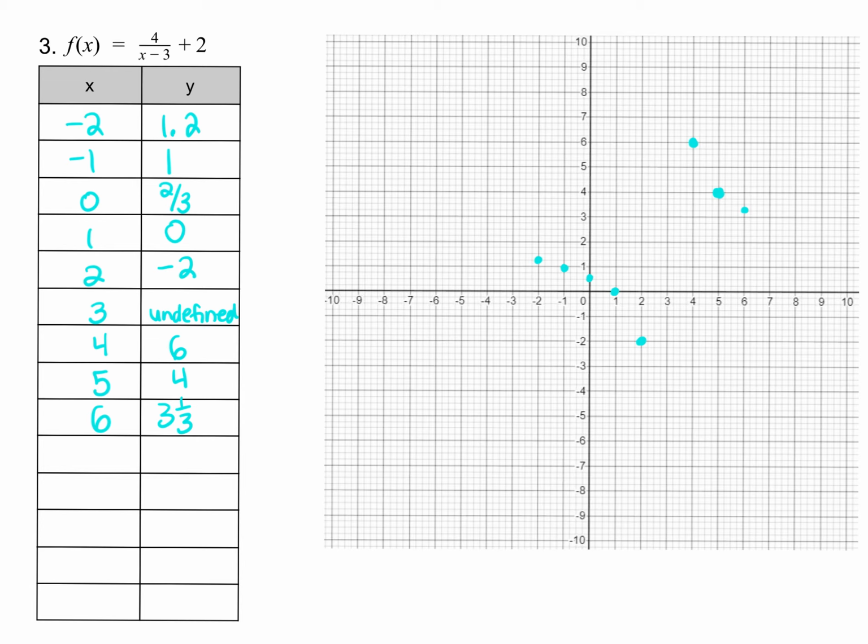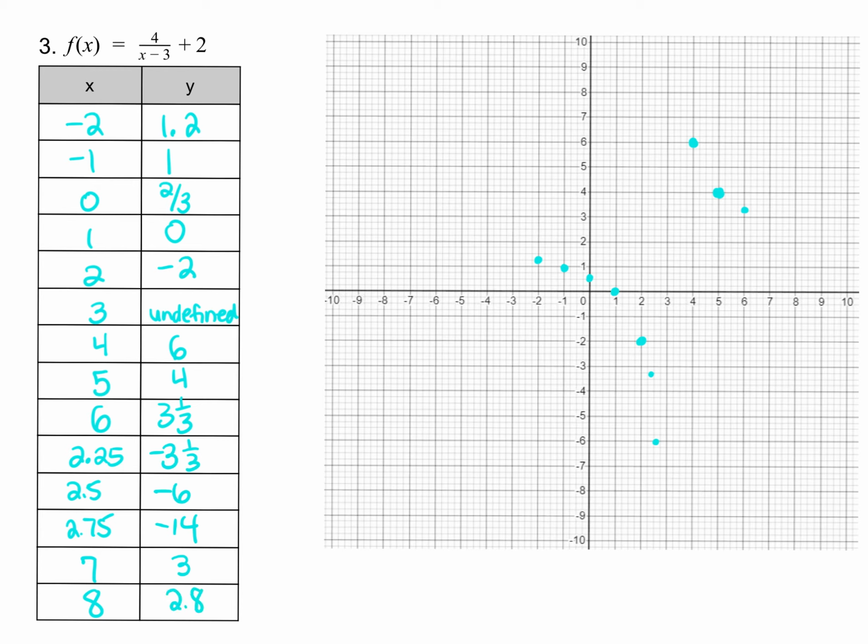I'm going to try some points between 2 and 4. So maybe try 2.25, 2.5, 2.75, and then come back. So maybe this is starting to look familiar. And then if you need a few more points, we could try 7 and 8, maybe even 9 if you really wanted to. If you figure out what those are, you're going to get 3 and 2.8.